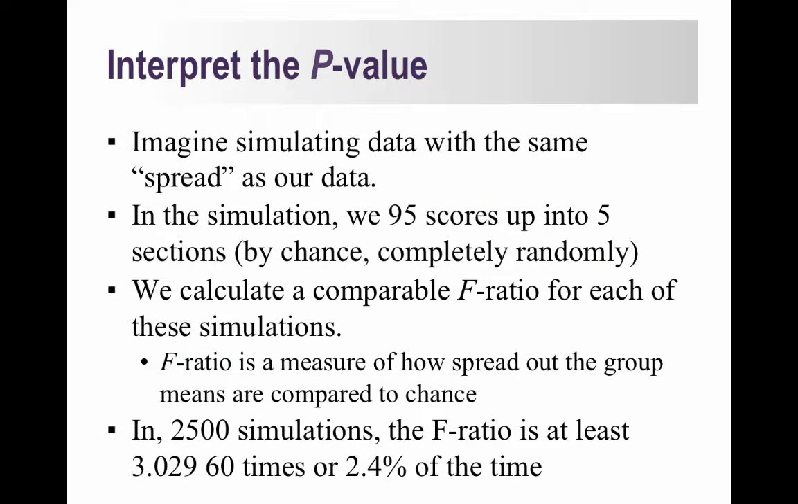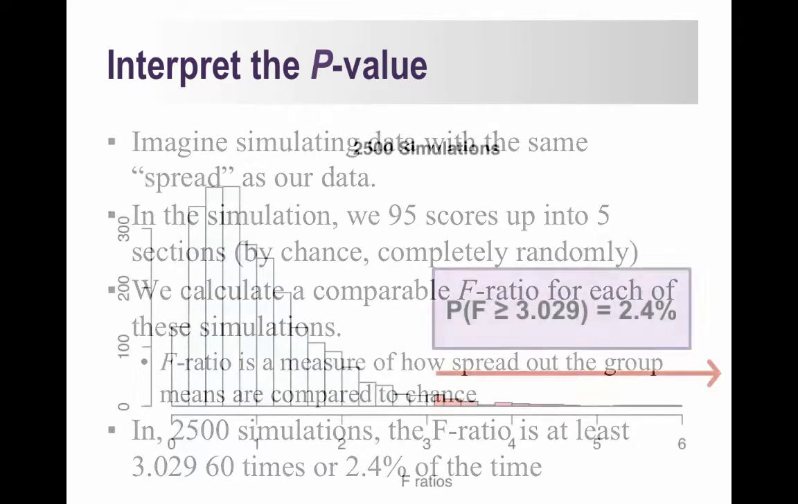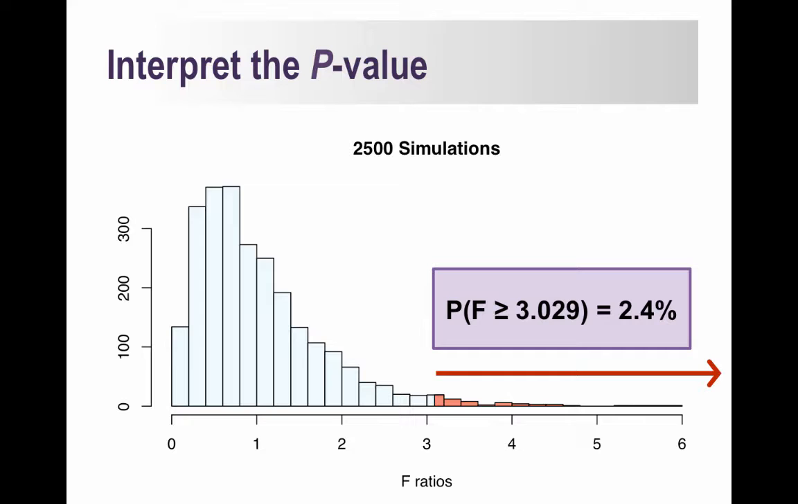So I want you to imagine simulating the data with the same spread as our data. In the simulation, we take 95 scores, and with those 95 scores, we break them into 5 sections, completely by chance, completely at random. From there, we calculate a comparable F ratio for each of these simulations. Now, again, not going into much detail at this point, the F ratio is a measure of how spread out the group means are compared to what you might observe by chance. In the analysis that we ran, we obtained an F ratio of 3.029. In running 2,500 simulations, we actually found that the F ratio was at least 3.029 60 times, or 2.4% of the time. Here's a graph of those 2,500 simulations.